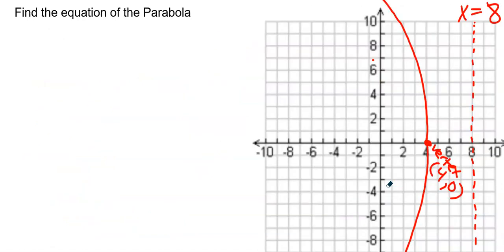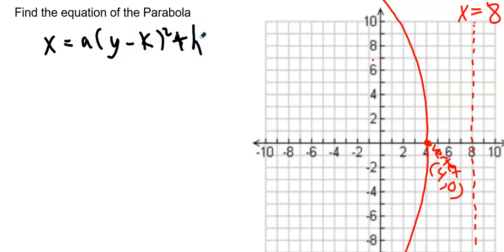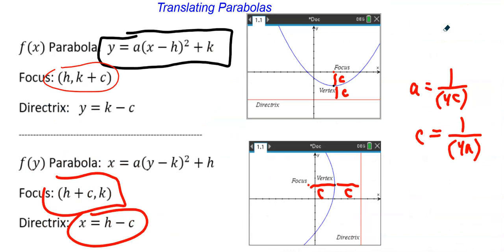Let's try it from a graph and try to write the equation. Hopefully right away you can see it opens left, which means it's got to be an f of y parabola, x equals a times y minus k squared plus h. As you're starting out, it's really good to write the formula first. We know that this is our h and k here. If you're a formula person, let's see, I have to look at it to see.